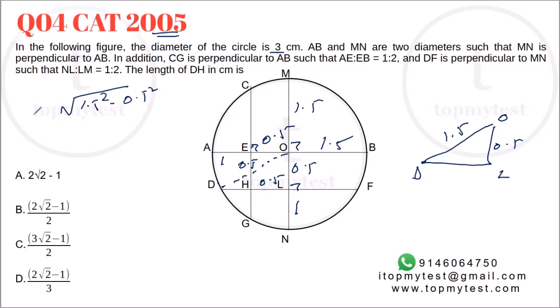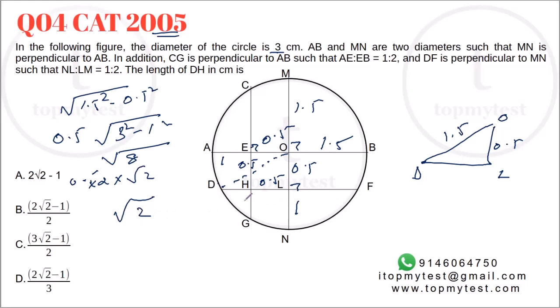If you take 0.5 square common, 3 square minus 1 square. Right? So that will be root of 8, which is 2 root 2 into 0.5. So the length DL will be 2 into 0.5 into root 2, which is equal to root 2. This full length is root 2.